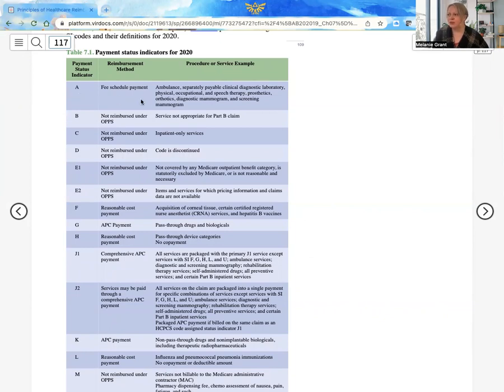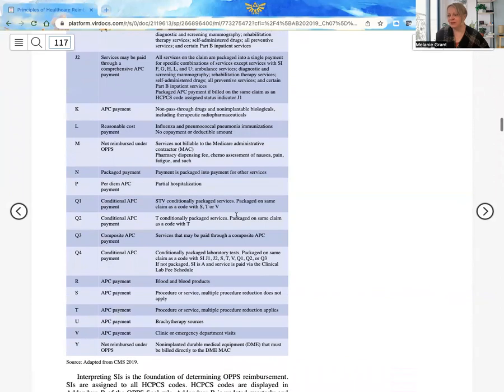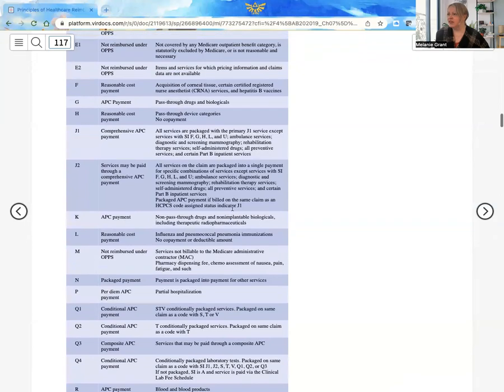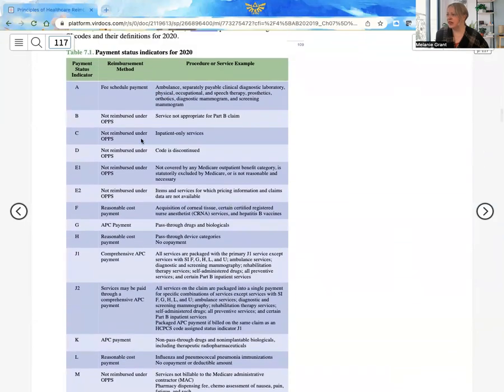The main one that you'll be familiar with in an outpatient setting is a status indicator of A, which simply means that there's a fee schedule payment for that particular code. And you would want to find the fee schedule payment to determine how much you will get paid. We're going to look at this in a lot of detail, but you can see that there's several different payment status indicators in this table. Most of these are going to just identify things like what type of service you're under. And so you'll really just kind of be under the same one or two payment status indicators for most of your services.